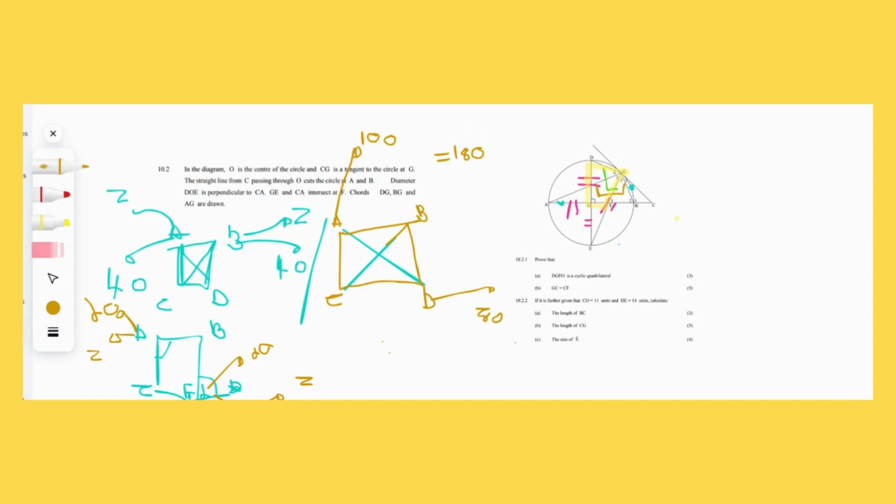Okay, so now we can pick, you can use any of these options. Just list these options. Make sure that you conceptualize it efficiently. Make sure that you understand how to apply these methods and ideas. Okay, now we have to prove that DGFO is a cyclic quad.